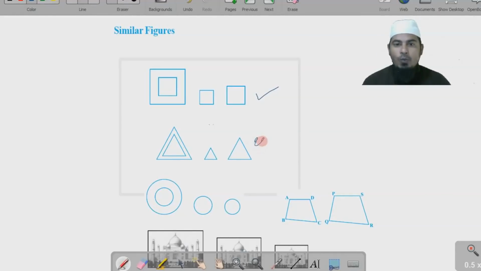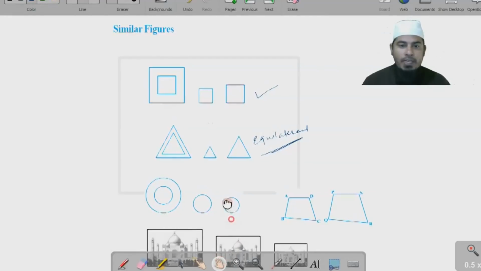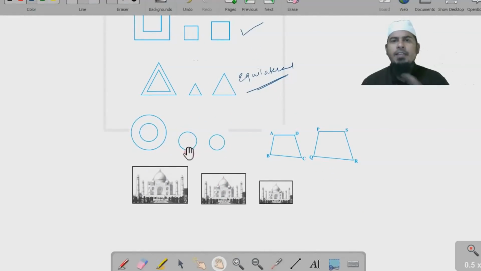Similarly, all equilateral triangles are similar. Similarly, if you see any circle of any radius, all circles are similar. Now we have a polygon, a quadrilateral, and here two quadrilaterals are seen to be similar. Regular polygons like squares, equilateral triangles, regular pentagons, and regular hexagons will be similar.